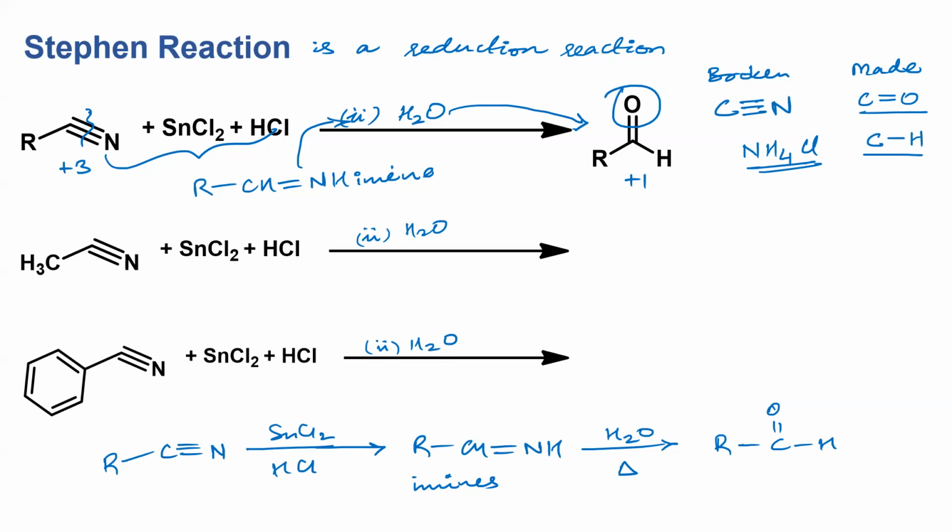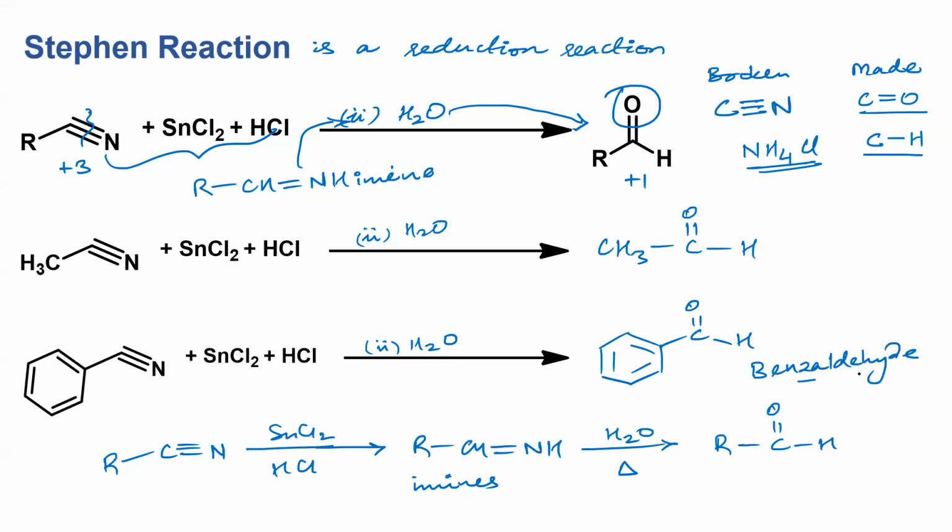Okay, please write the answers. I hope you have written it like this: CH3, carbon double bond O, and there should be a hydrogen here. And for this case, I will be making a benzene ring followed by a carbon double bond O and hydrogen. This is benzaldehyde. I hope you can recognize this benzaldehyde. Please write this down. Let me know if you're done.